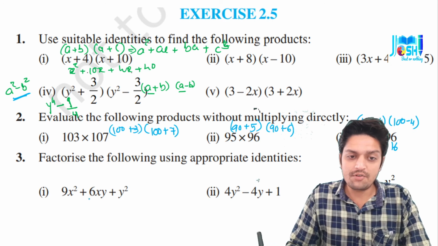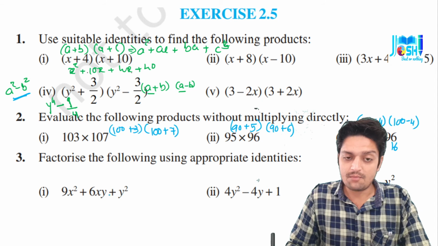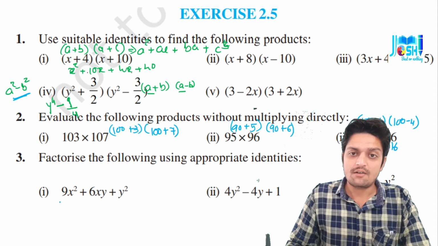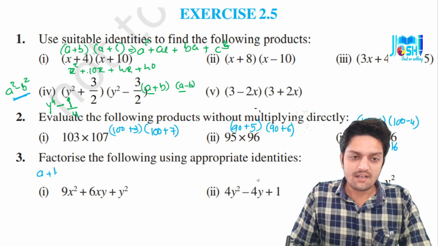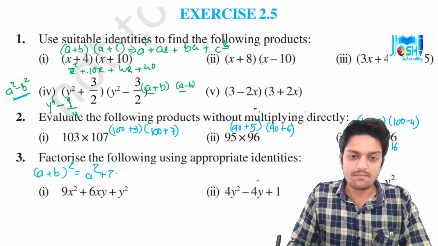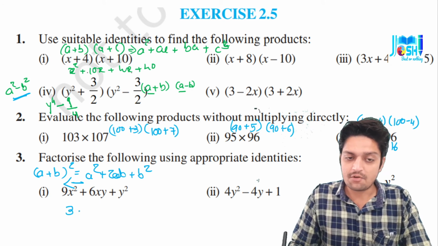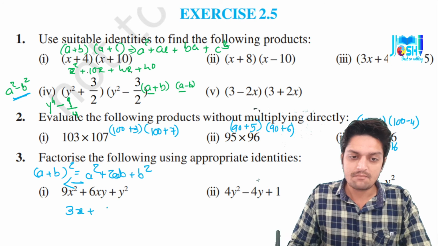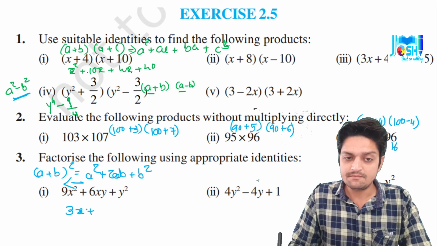Here again you have to use the proper identity. So see, this is the formula of a plus b whole square, because when you apply a plus b whole square, what will come? a square plus 2ab plus b square. So this is the reverse part of it. Here you have to find the square root of the first term, that is 3x, plus the sign of the middle term, and the square root of the last term.